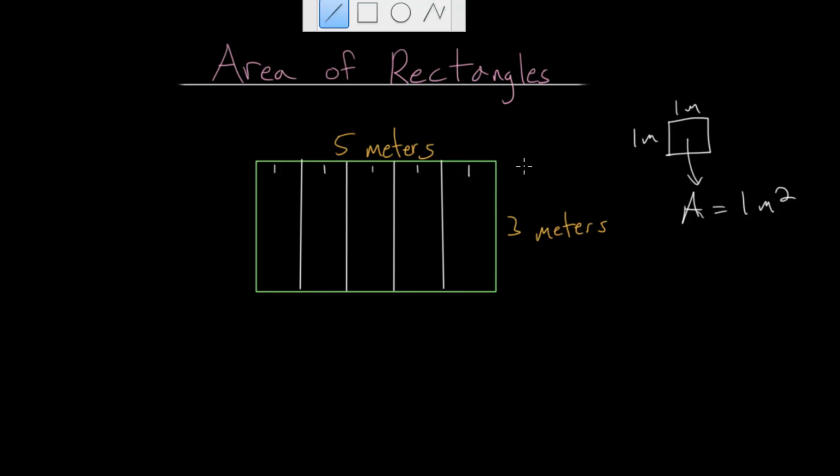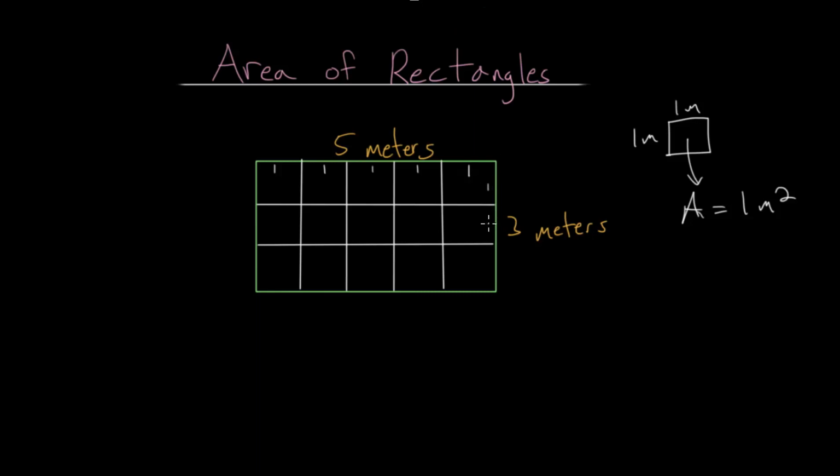And we'll do the same thing for our width here, this 3 meters. We're going to split this into 3 equal pieces where each length is now 1 meter. So this is 1, and so is this. So each of these boxes now is 1 square meter since it has length 1 and width 1. So the area of this box, like I mentioned, is just 1 square meter.